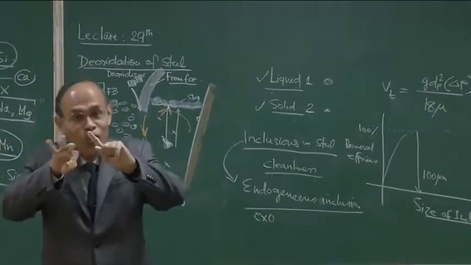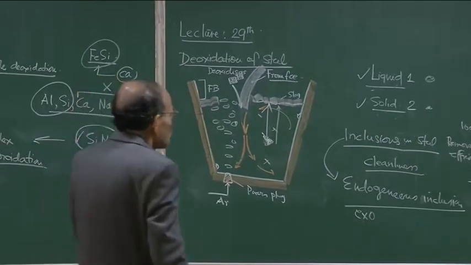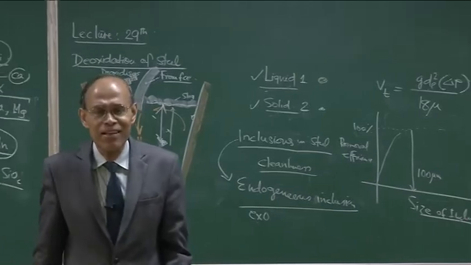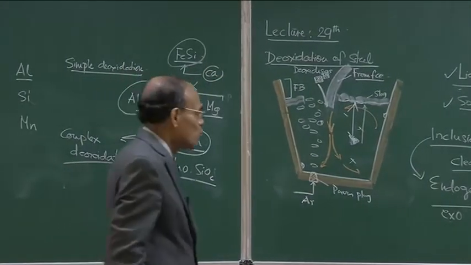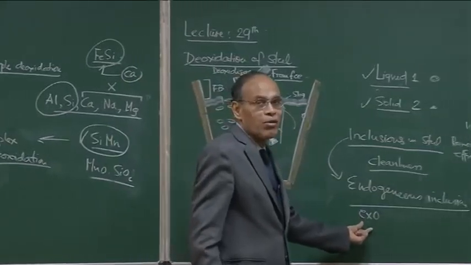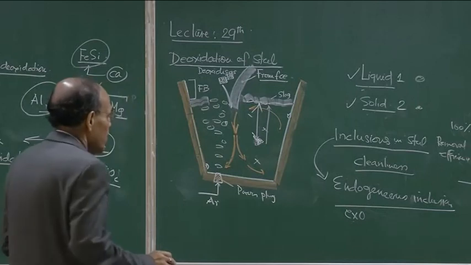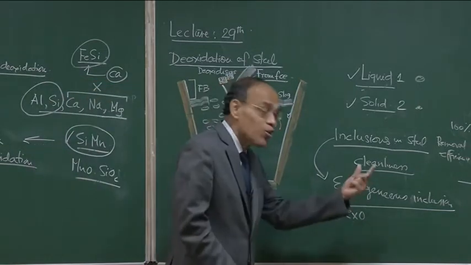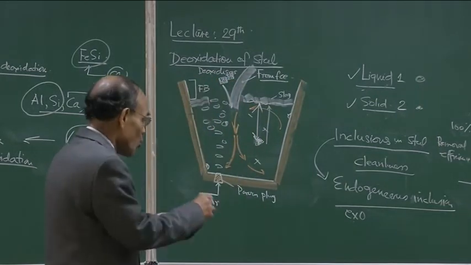So, we can have inclusions in steel, endogenous and exogenous. Bigger exogenous inclusions are generally not a problem. In the good old days when we were students, possibly people used to get exogenous inclusions, but good steel making companies which use very high quality refractories, exogenous inclusions per se are not a big problem. It is the endogenous inclusions of the deoxidation products which are of more importance. We will continue with this.